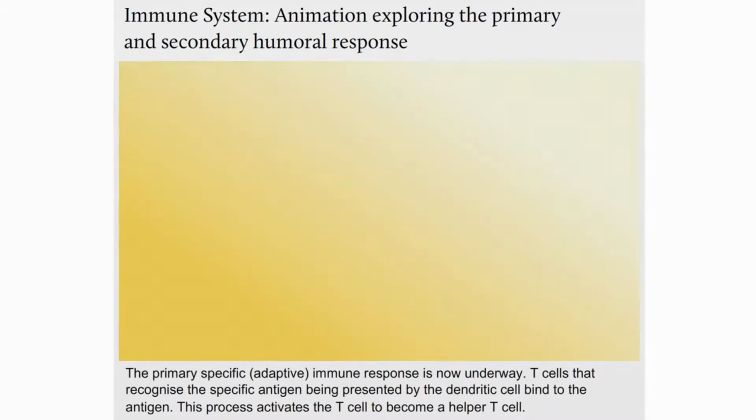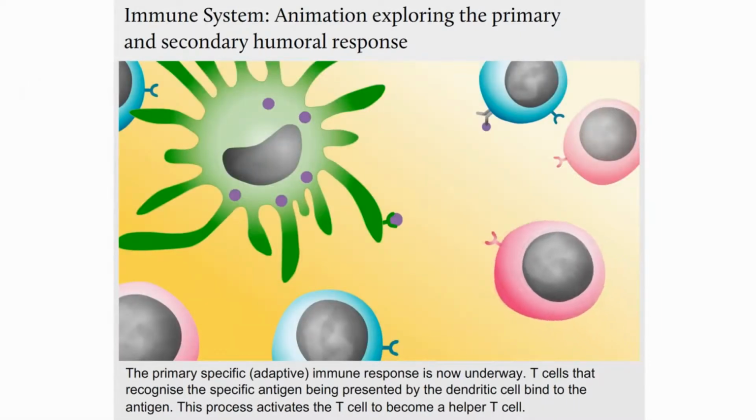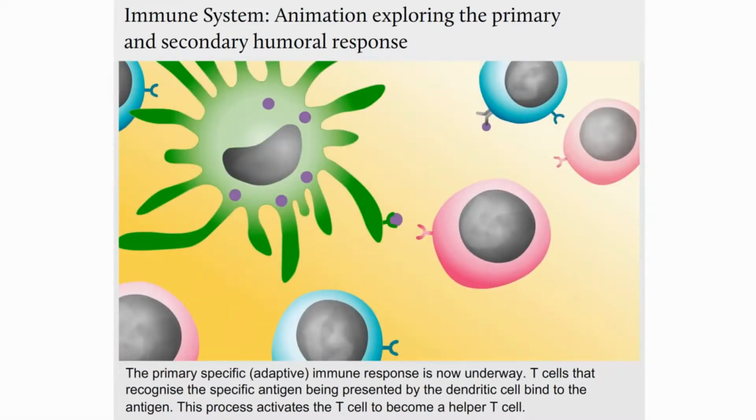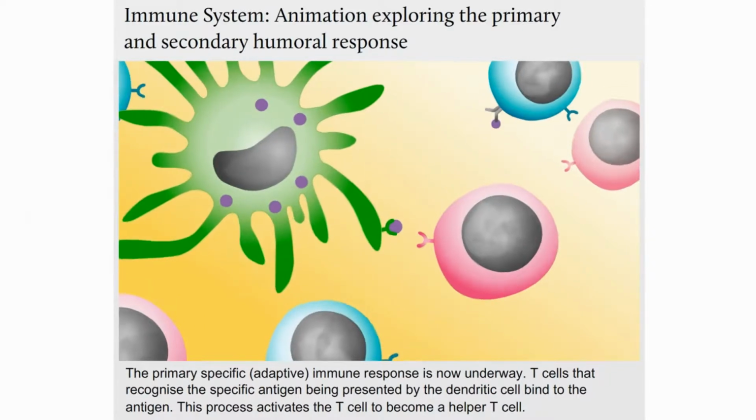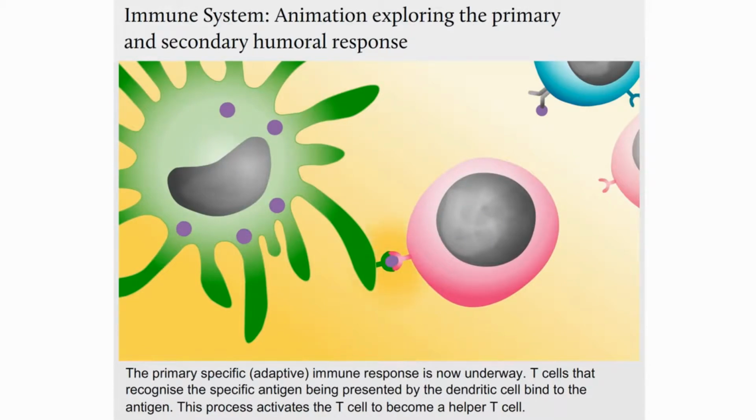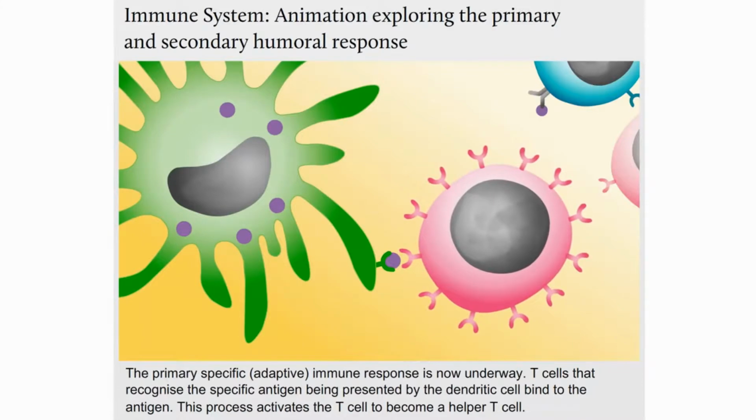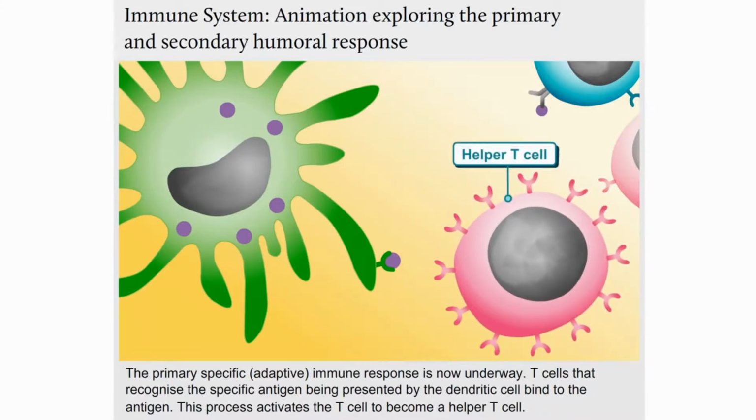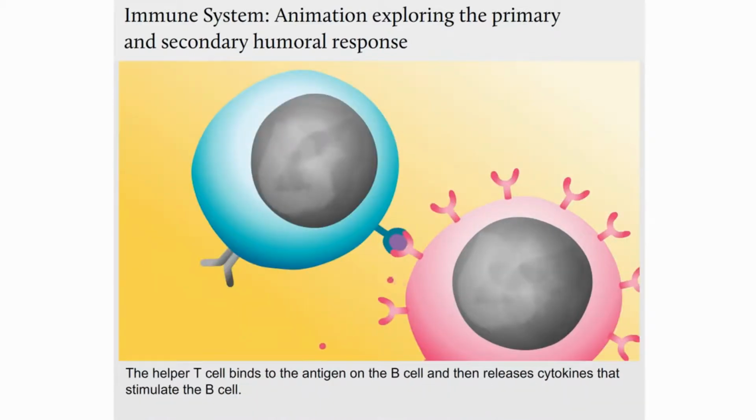The primary specific adaptive immune response is now underway. T cells that recognize the specific antigen being presented by the dendritic cell bind to the antigen. This process activates the T cell to become a helper T cell. On the B cell, and then releases cytokines that stimulate the B cell.